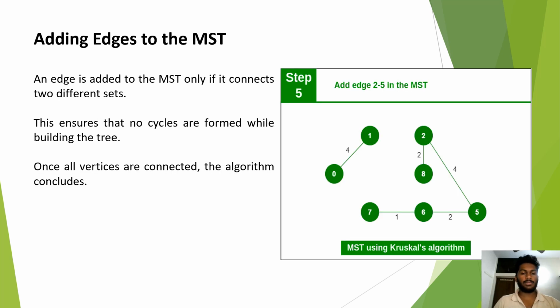Adding edges to the minimum spanning tree. An edge is added to the minimum spanning tree only if it connects two different sets. This ensures that no cycles are formed while building the tree. Once all vertices are connected, the algorithm concludes.